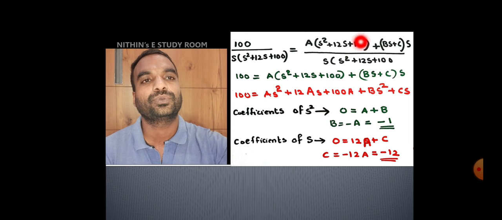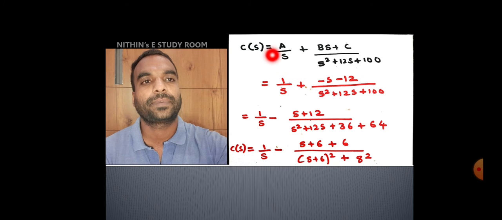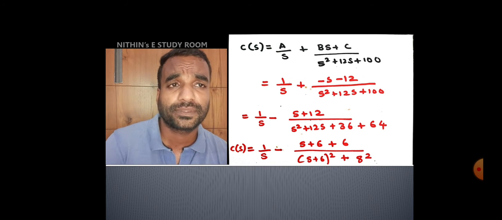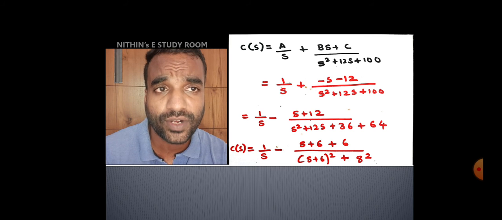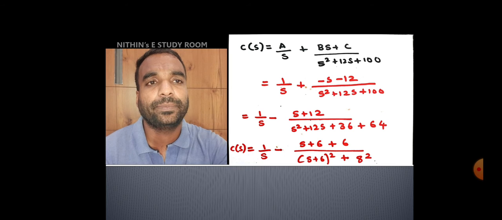I am going to substitute these values in the partial fraction equation. So this was the partial fraction equation, a by s plus bs plus c by s square plus 12s plus 100, and a is equal to 1, b is equal to minus 1, c is equal to minus 12. Please substitute. It will become like this. Clear?